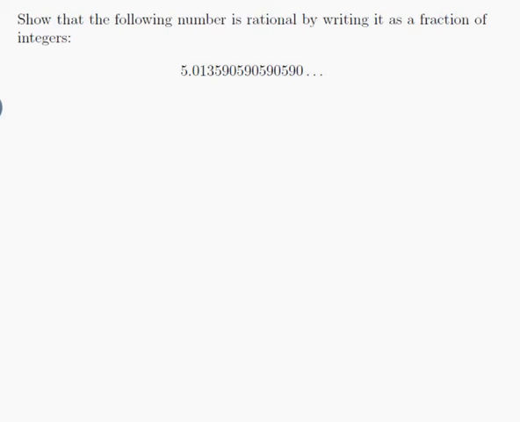Okay, well, it's got a repeating bit at the end, so it certainly can be written as a fraction, because I know that any repeating decimal is always a rational number. And I know that writing it as a fraction makes it a rational number because that's the definition of rational. A number is rational if you can write it as a fraction of integers. So I just need to figure out what that number is.